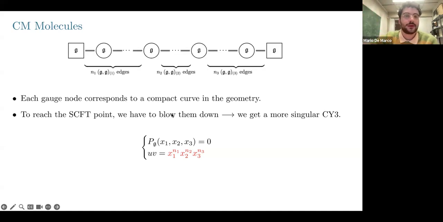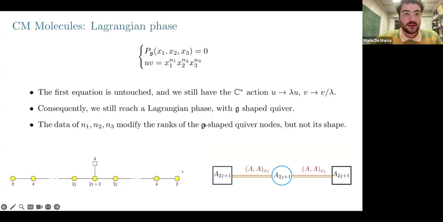But let me first comment on two things. The first bit is, the main thing that I want to comment on is that we can again reach a Lagrangian phase.